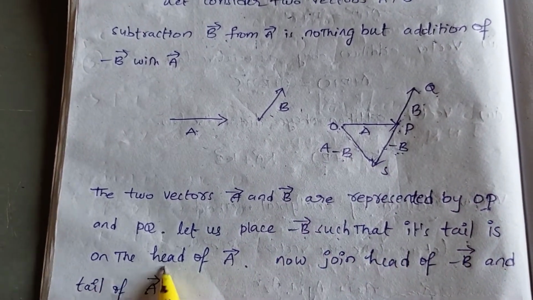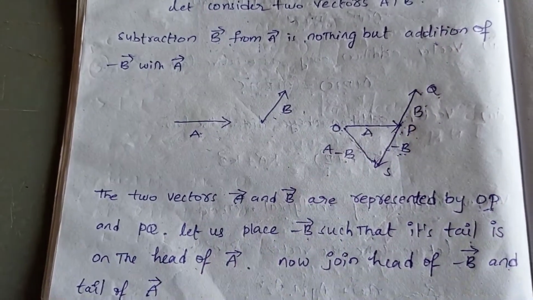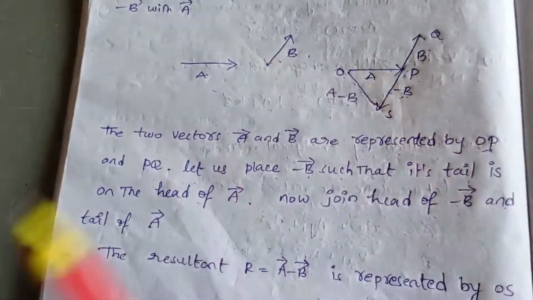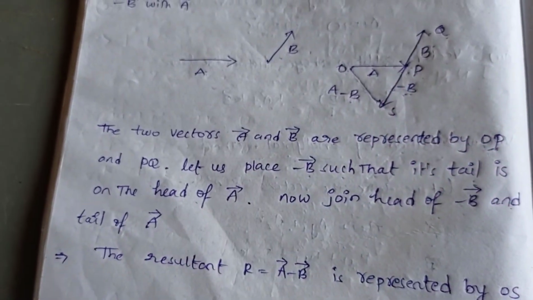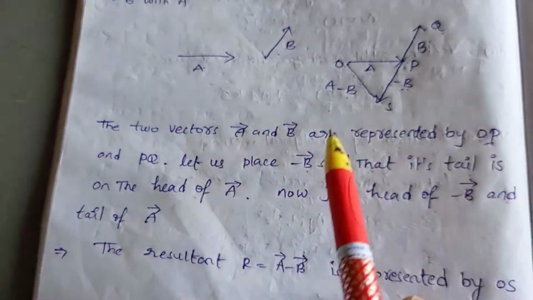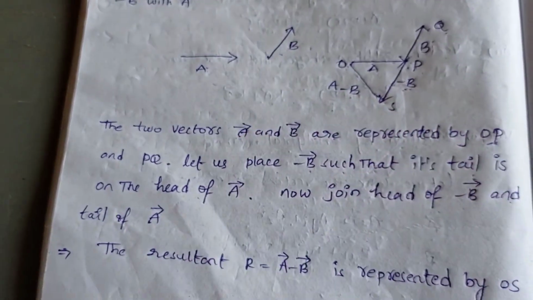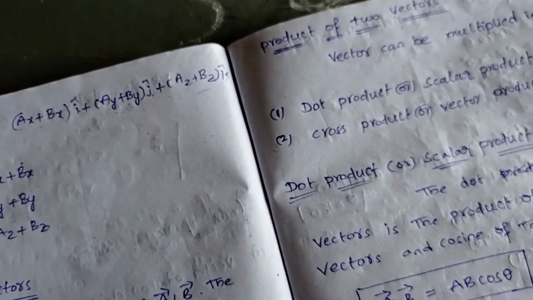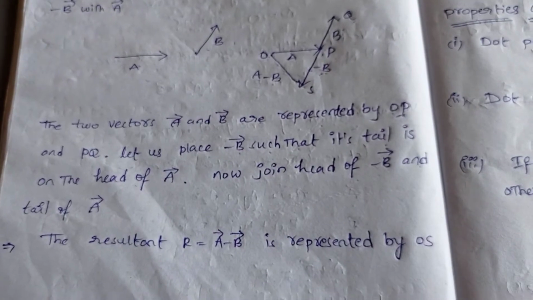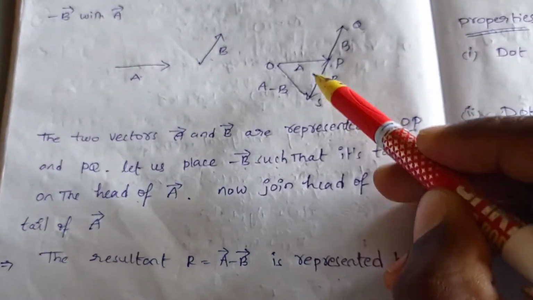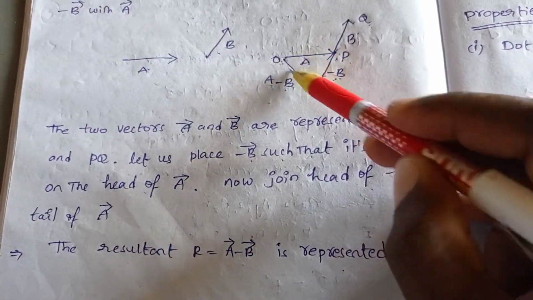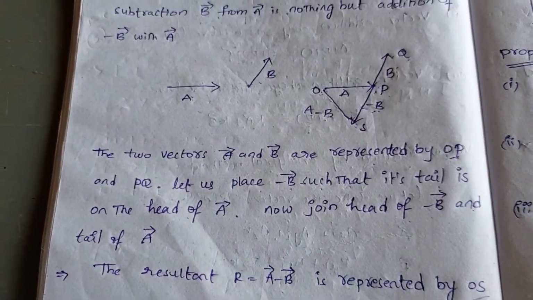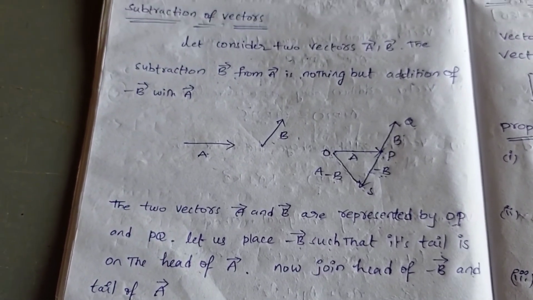is placed on the head of A, and join the head of minus B and the tail of A. It will give A plus into minus B, that is A minus B. The resultant R is equal to A minus B, represented by OS. What is OS? This is OS. OS represents the resultant of these two, that is A minus B. So this is the subtraction of two vectors.